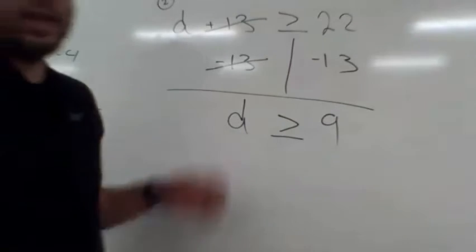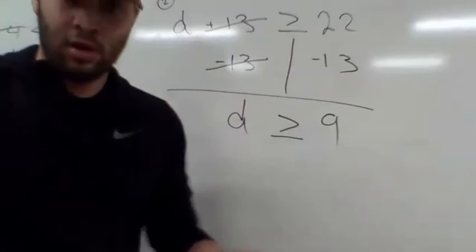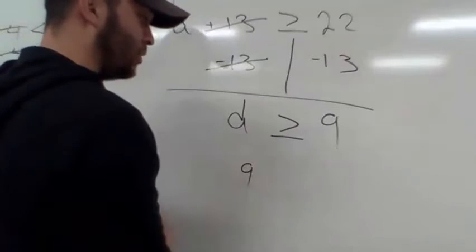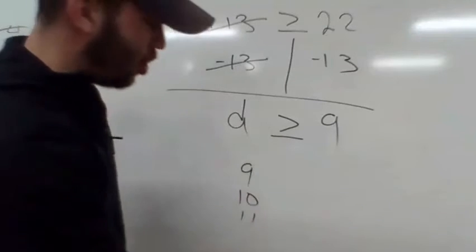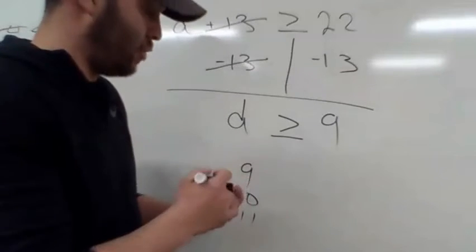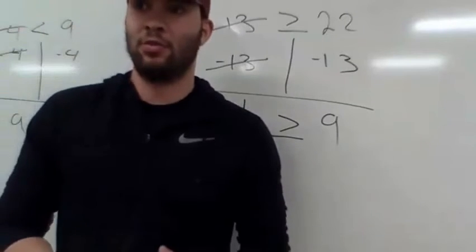So looking at this, your variable can be greater than 9 or it can be equal to 9. What is that telling us? Well, it can be 9 because it can be equal to, it can be 10 because it can be greater, 11, and it can go all the way basically to infinity. It can be a million if you wanted to. Other than that, guys, same process this week.